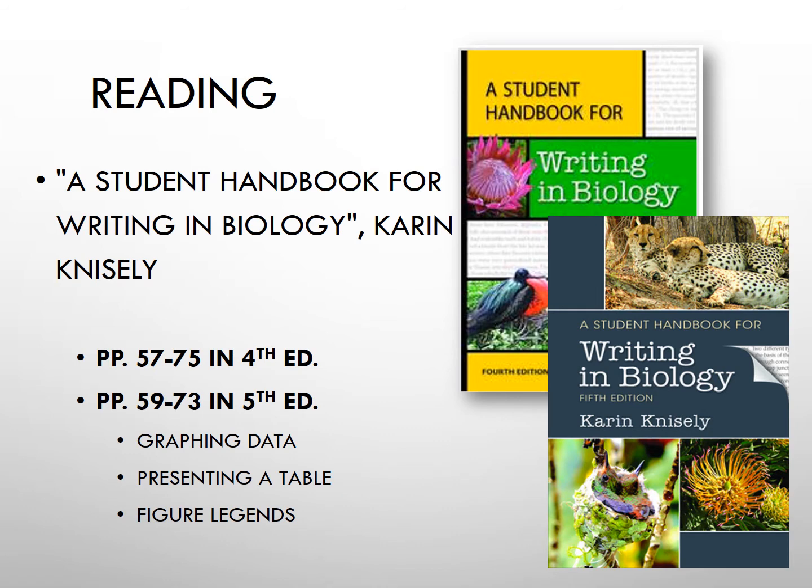There will also be some reading in the required textbook, A Student Handbook for Writing in Biology by Karen Knisley. You had the option of purchasing either the 4th edition or the 5th edition. Both of them have mostly the same information. But what I'd like you to read are the passages on graphing data, presenting data in a tabular format, and producing figure legends for images that would serve as the data results in a lab report. The page numbers are going to differ depending on which edition you look at. 57 to 75 in the 4th edition, or 59 to 73 in the 5th edition.